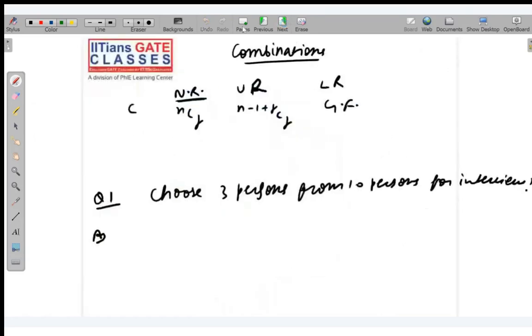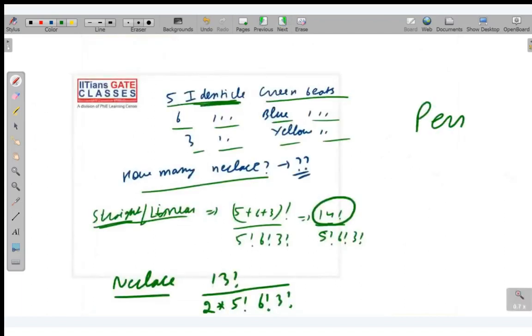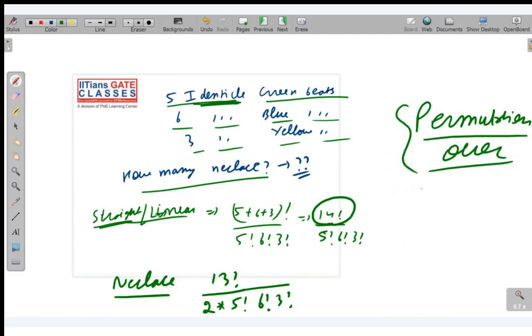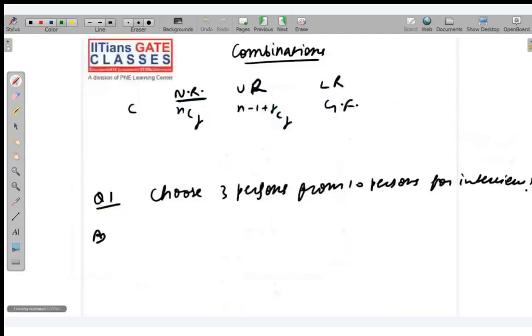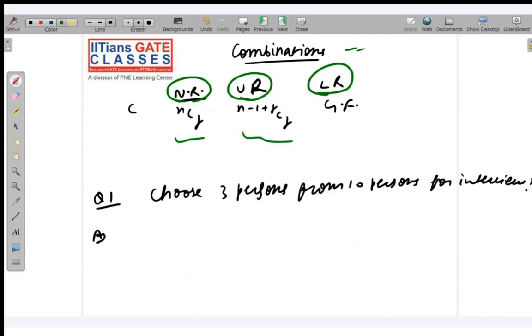Now permutation is completed. All the 3 categories, we have done lots of constraints, circular permutation, alternating arrangement, no 2 objects together and so on. We have done lots of questions. So now we will start combination. In combination, I have told you no repetition, unlimited repetition and limited repetition. For no repetition, the formula is nCr. For unlimited repetition, the formula is (n minus 1 plus r)Cr. And for limited repetition, we will apply generating function. So let me start these combinations now.